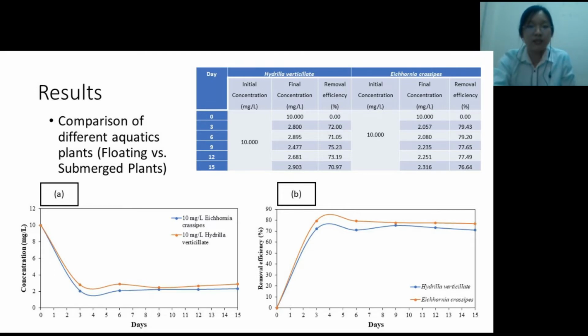Besides, Echonia crab also has very thin root cuticles, which are capable of extracting copper-2 ions through the entire surface of water. That's all for my part. Thank you.